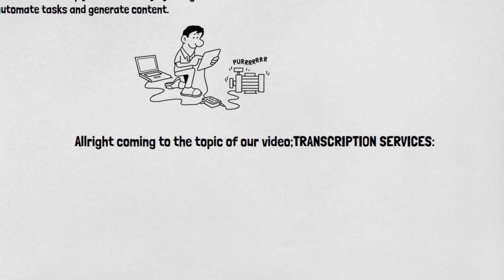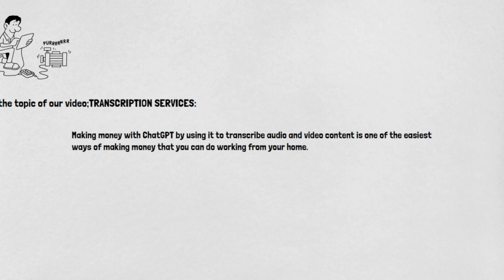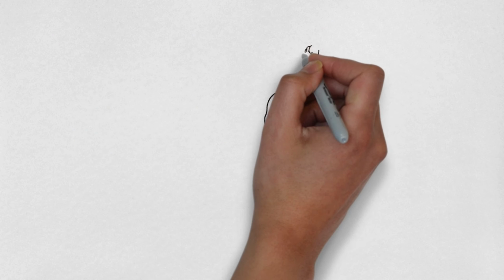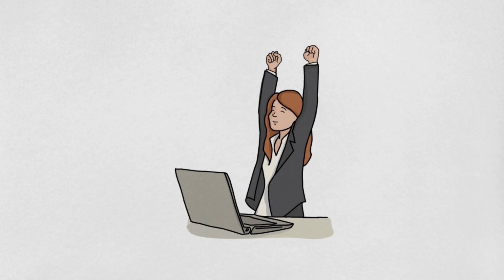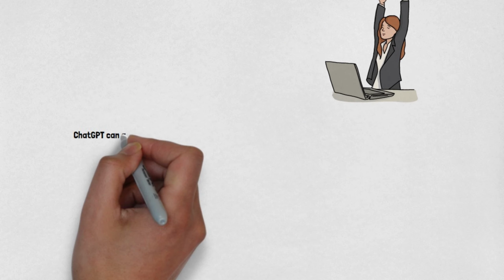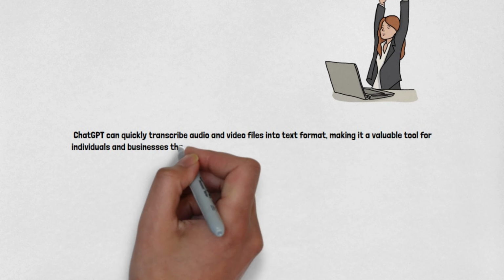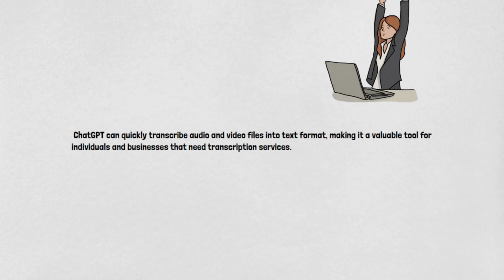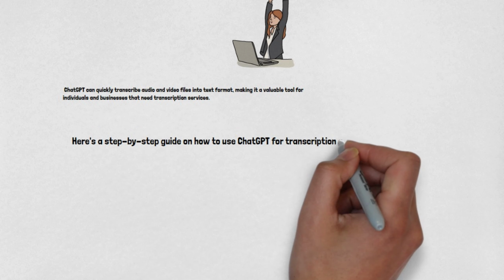Alright, coming to the topic of our video: transcription services. Making money with ChatGPT by using it to transcribe audio and video content is one of the easiest ways of making money that you can do working from your home. ChatGPT can quickly transcribe audio and video files into text format, making it a valuable tool for individuals and businesses that need transcription services. Here's a step-by-step guide on how to use ChatGPT for transcription services to make money.